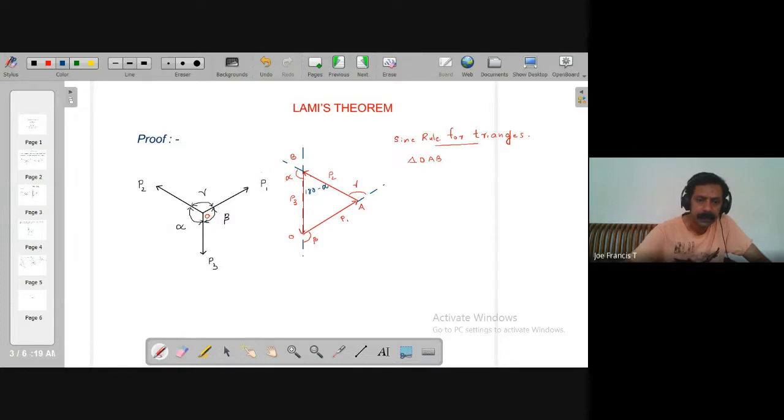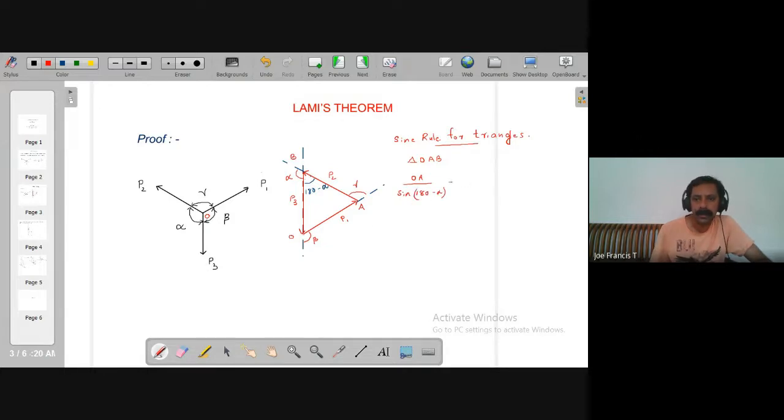So this angle here is 180 minus alpha. So the theorem says that side OA is proportional to the sine of the angle between the other two. Now we can write this as a ratio: OA divided by sine 180 minus alpha.